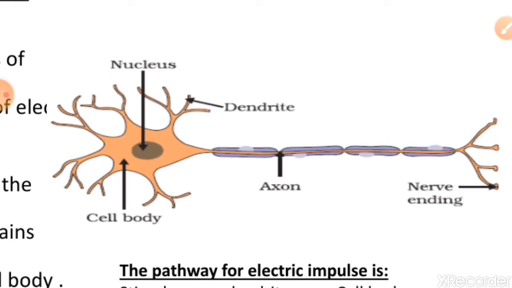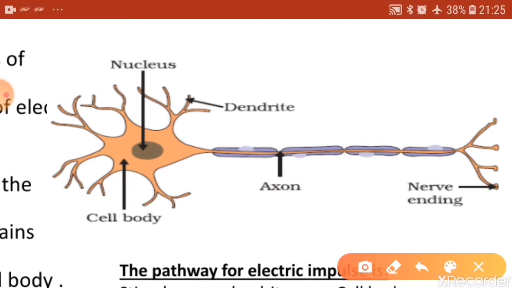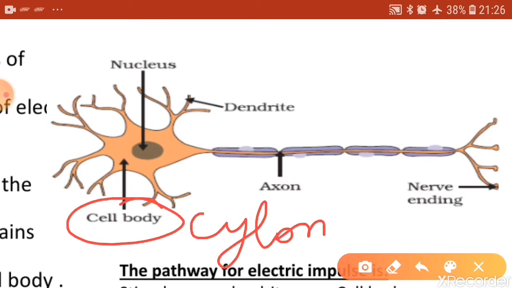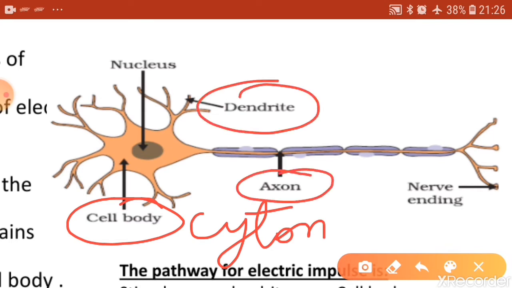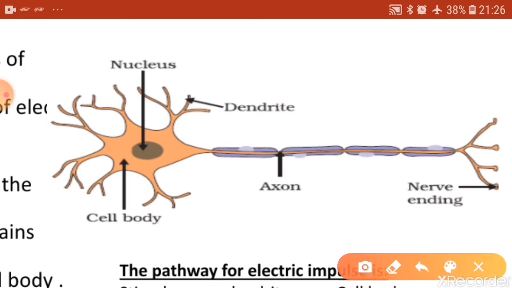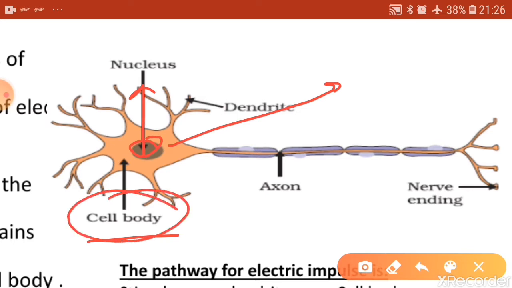So each neuron, as you have studied, has three important parts. There is a cell body, which is also called the cyton. You have dendrites and the axon. Now the cell body is that part of the neuron which contains cytoplasm and nucleus. So the nucleus and abundance of cytoplasm is present in the cell body.